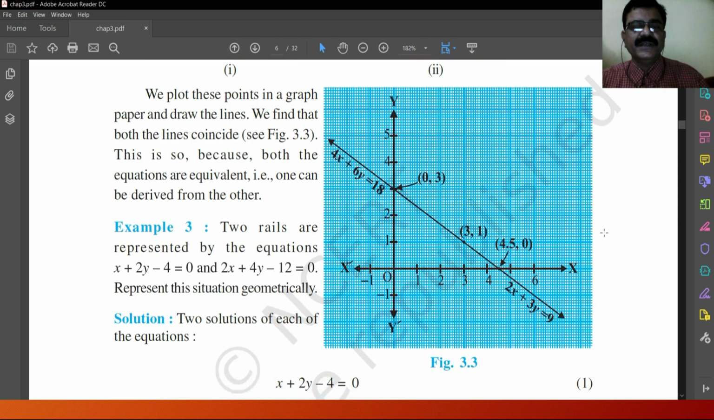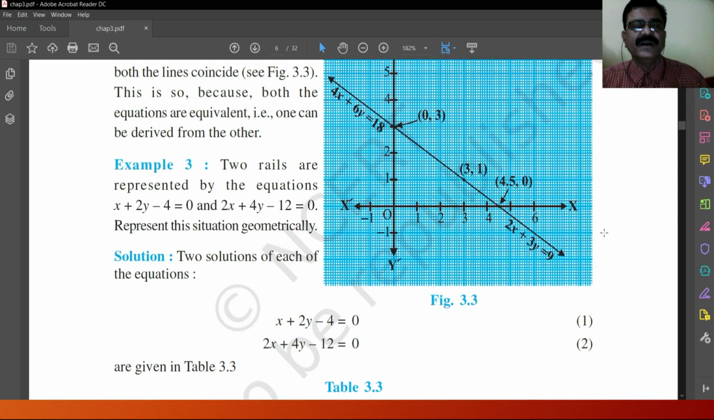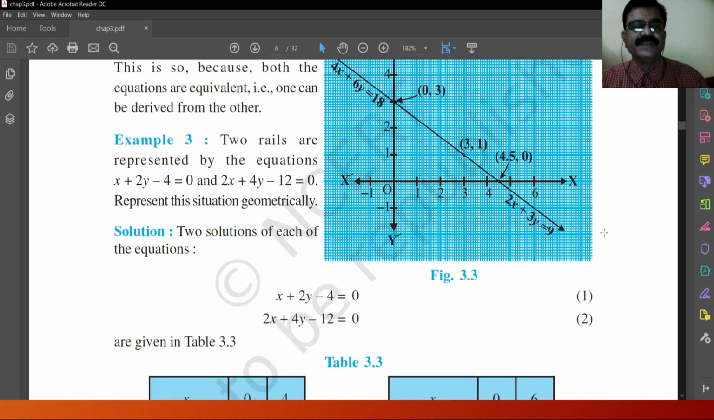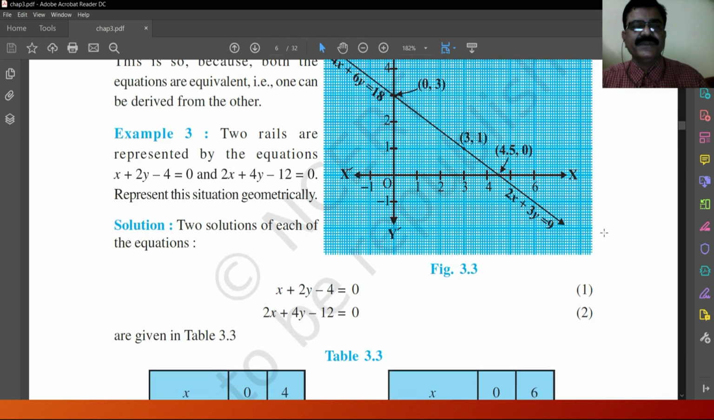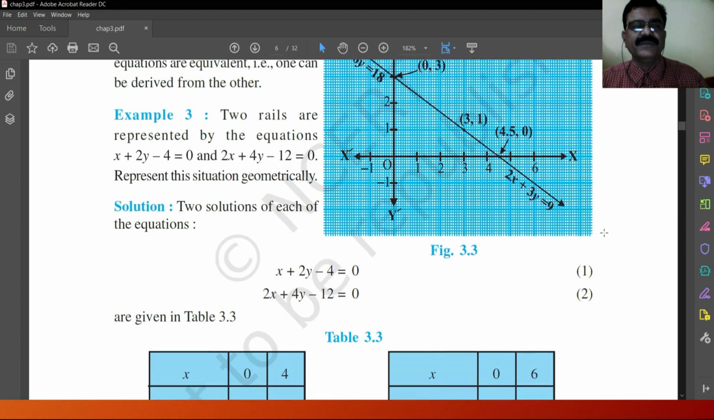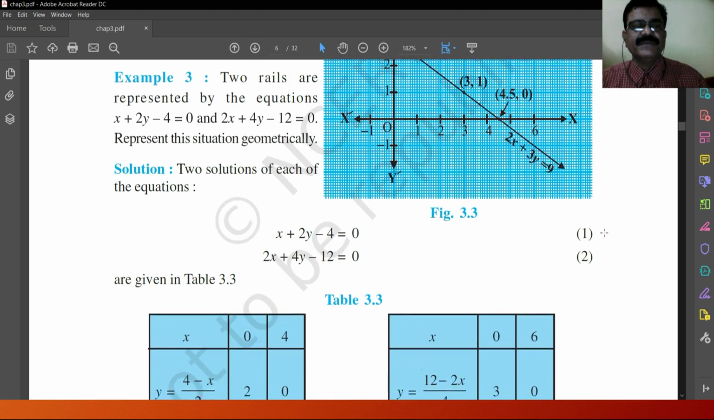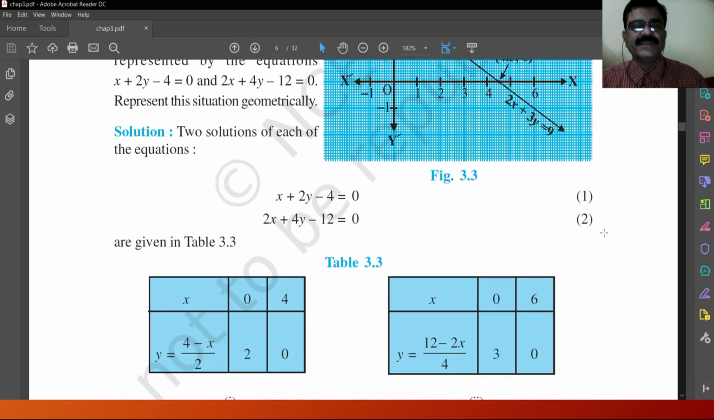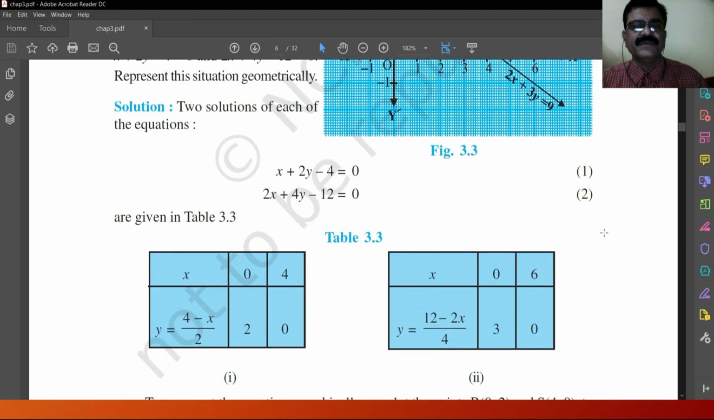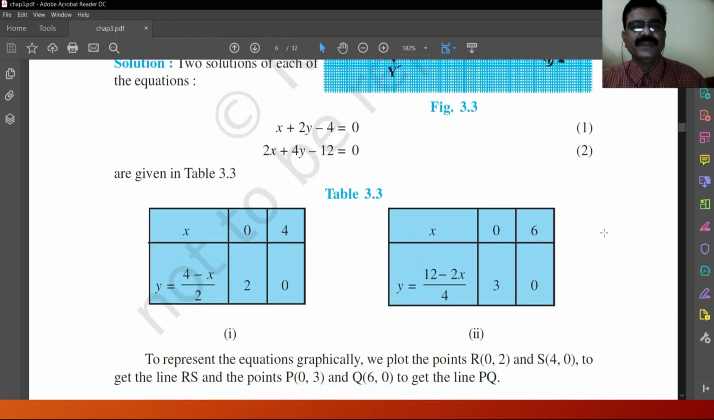You can take another example. Two rails are represented by the equations x plus 2y minus 4 is equal to 0 and 2x plus 4y minus 12 is equal to 0. Represent this situation geometrically. Two solutions of each of the equations x plus 2y minus 4 is equal to 0 and 2x plus 4y minus 12 is equal to 0 are given in table 3.3.